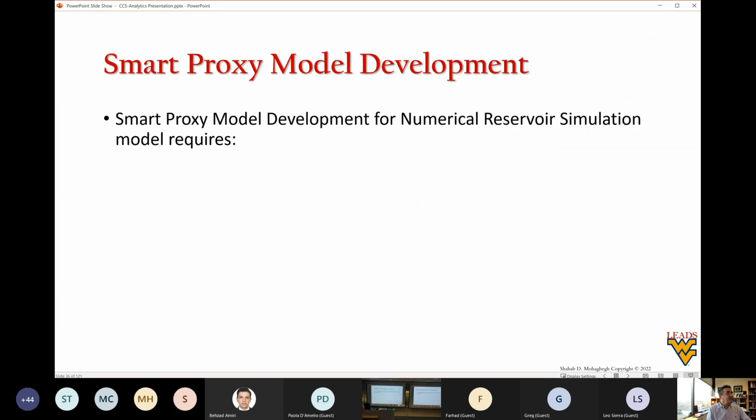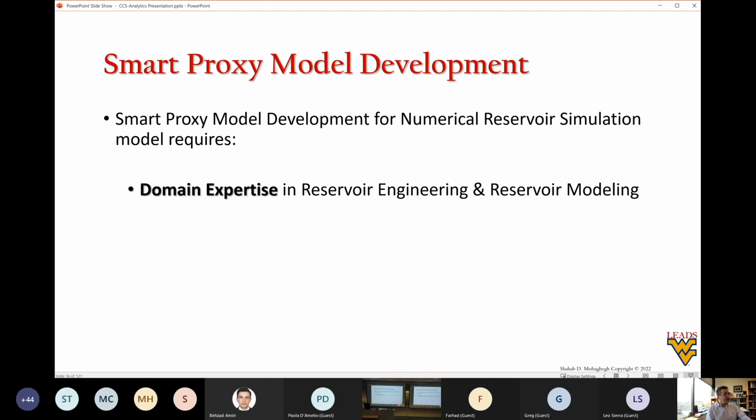So with that, smart proxy model development for numerical reservoir simulation. We have done the same thing for computational fluid dynamics for mechanical and chemical engineers. There are a lot of papers and things like that. If you're interested, I'll show it to you. There could be a different presentation. But anyways, this one has to do with numerical reservoir simulation.